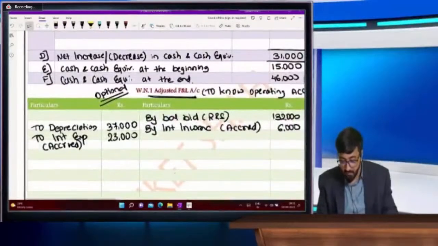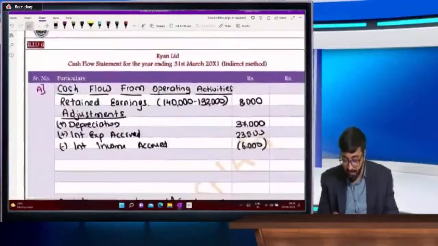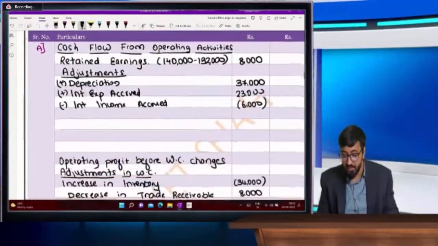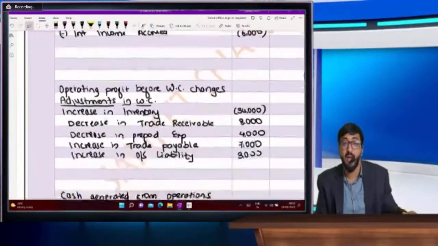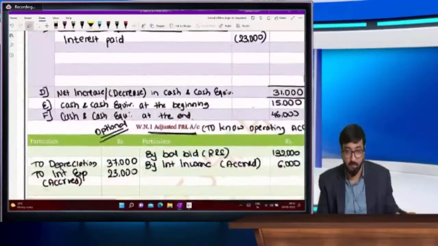Easy? So debit side will be added, depreciation, interest expense. Credit side will be deducted. So instead of preparing add less, I have prepared adjusted P&L. Next one.